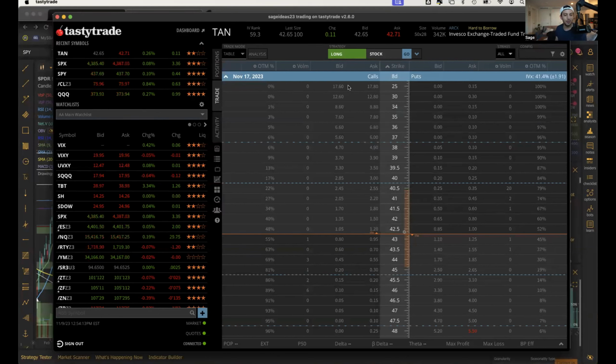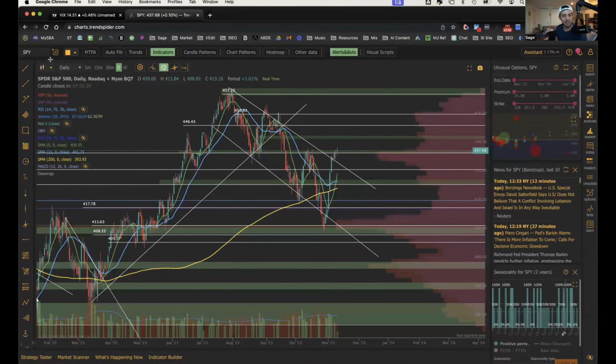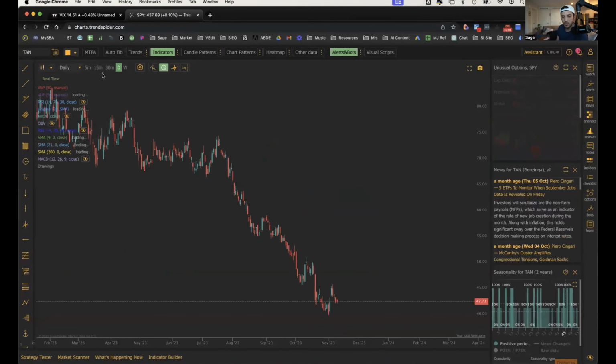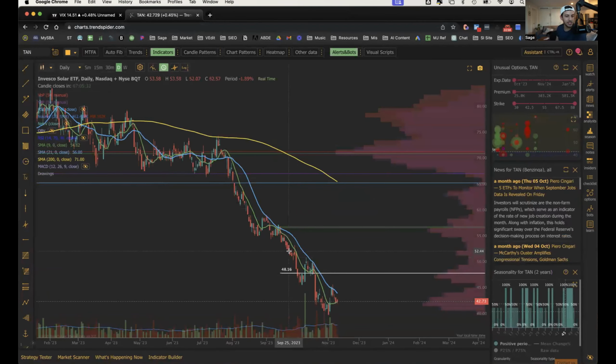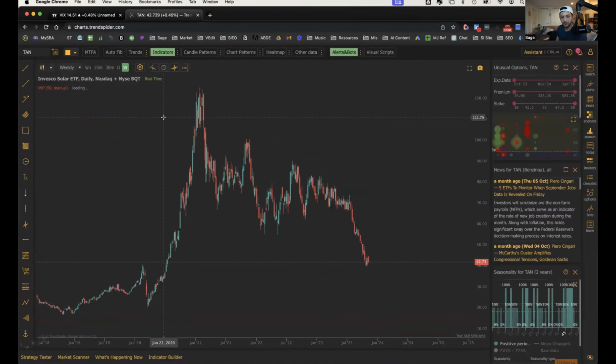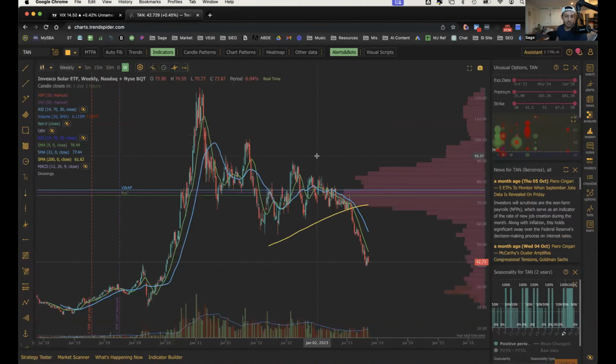So depending on how much the contract costs for me, I will make the decision based off that. I can see that the implied volatility on TAN is quite high. If you don't know what TAN is, it's the solar ETF. Let's look at why TAN has high implied volatility. Well, it's been selling off like crazy, right? So let's look here on the weekly. Things that have been selling off like this, normally their implied volatility is going to be quite high.